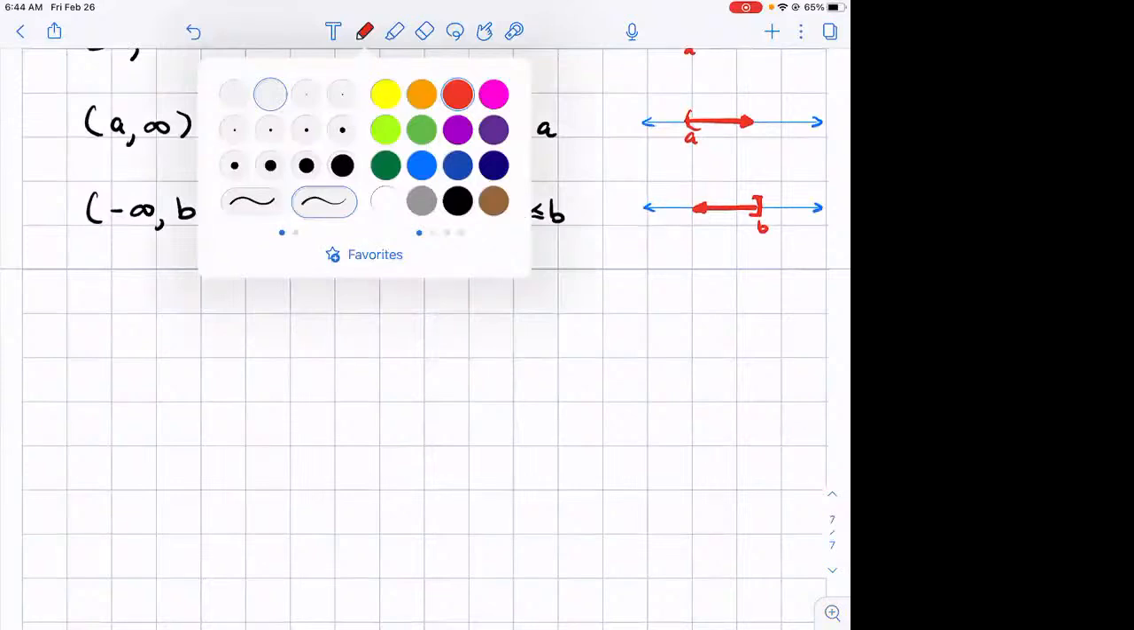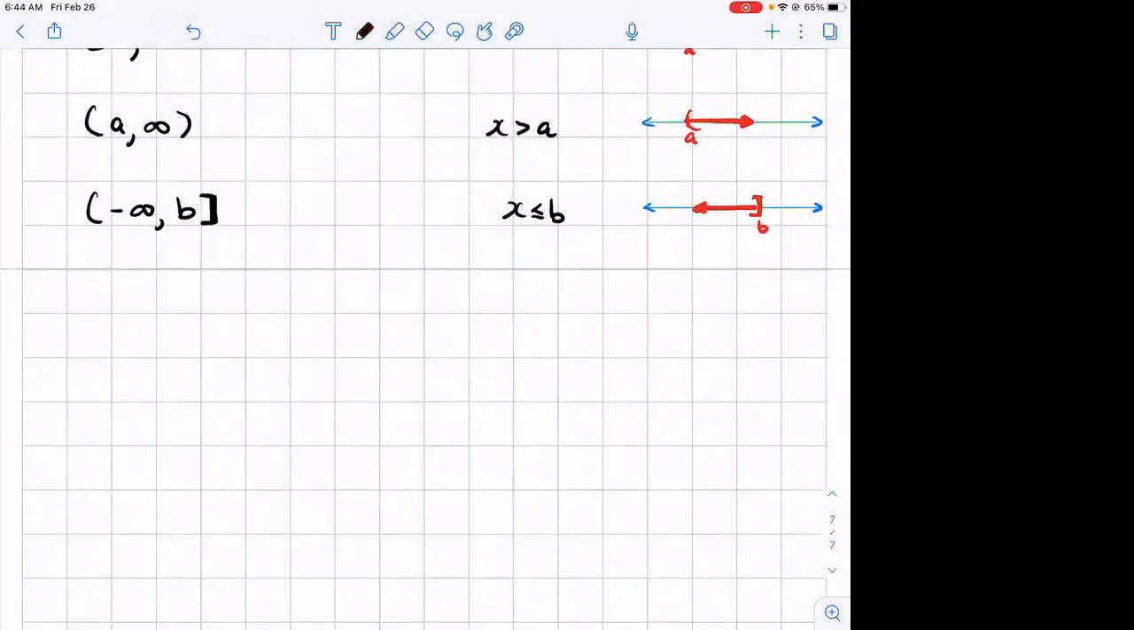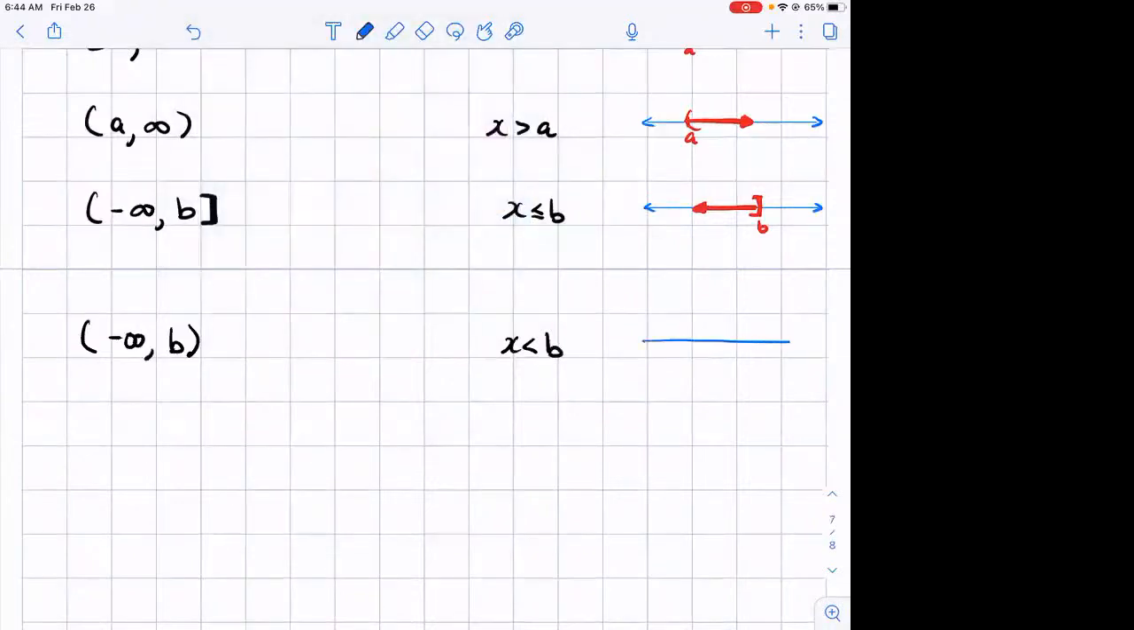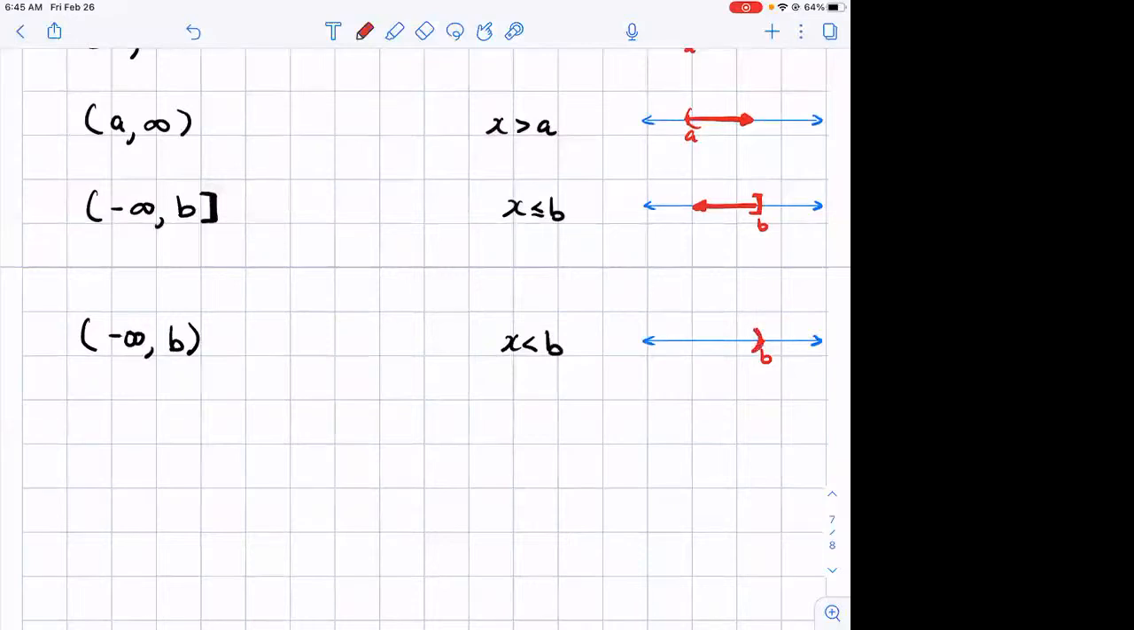We can also take a look at where both ends are open, negative infinity, comma, B, close parentheses. So here we have X is just less than B. If we look at the graph of this one, if this is B here, we use a parentheses and the arrow goes to the left because it's fully open.